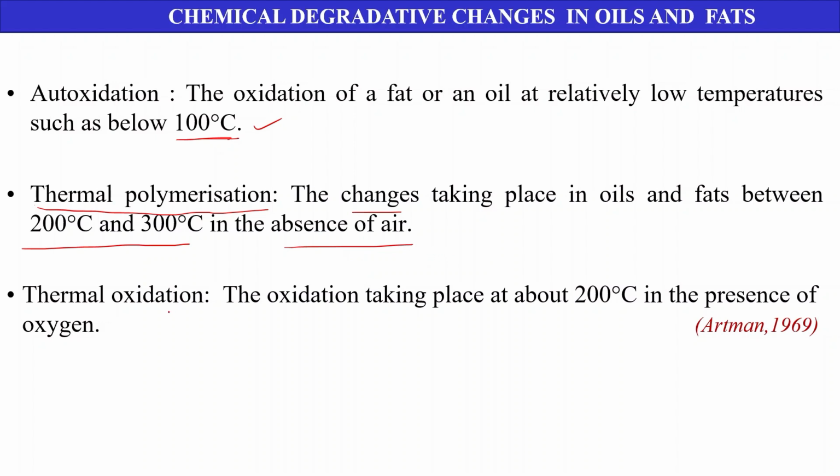And then the third term is thermal oxidation. As the name indicates, it is happening at a very high temperature: oxidation taking place at about 200 degrees Celsius in the presence of oxygen, because oxidation is there, so oxygen will come, and thermal is there, so at a temperature of about 200 degrees Celsius. So you must know the differences between these three terms. Autooxidation happens at a lower temperature. Thermal polymerization is changes occurring in oils and fats between 200 and 300 degrees Celsius in the absence of air. And thermal oxidation is oxidation taking place at about 200 degrees Celsius in the presence of oxygen. So these three terms you must know.